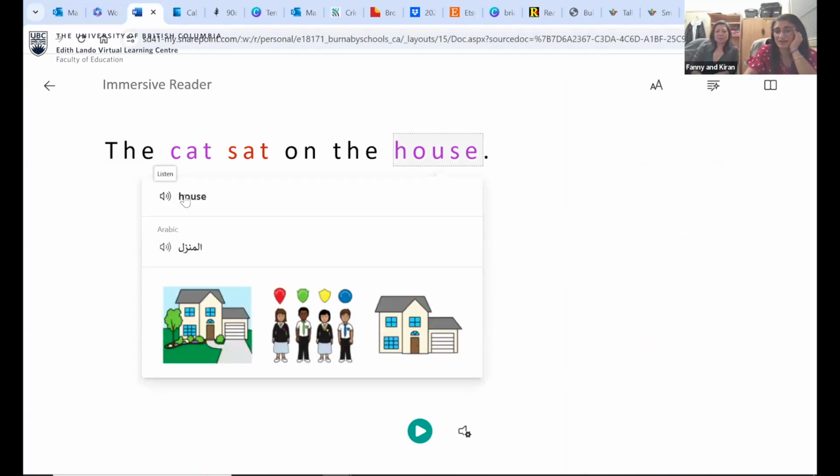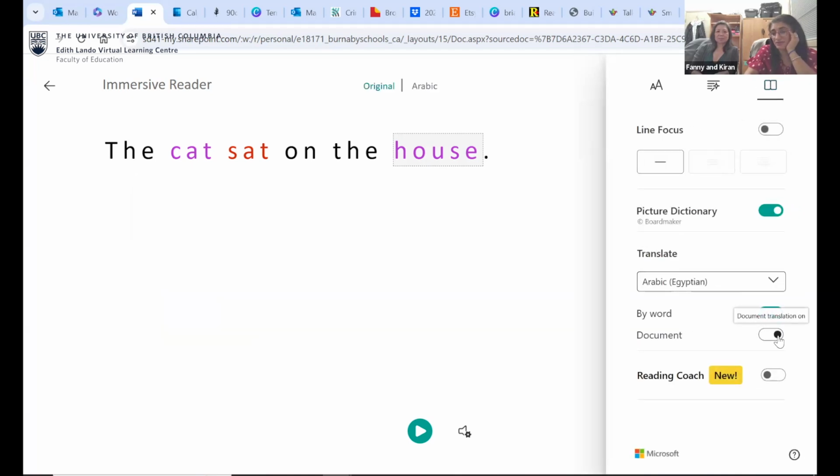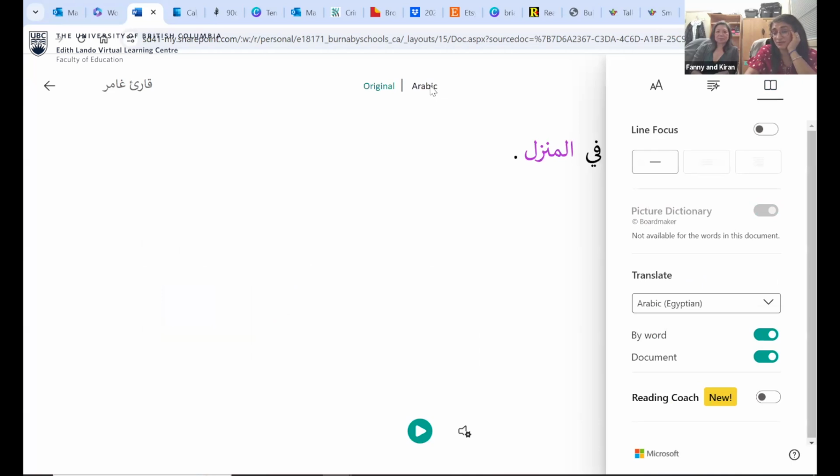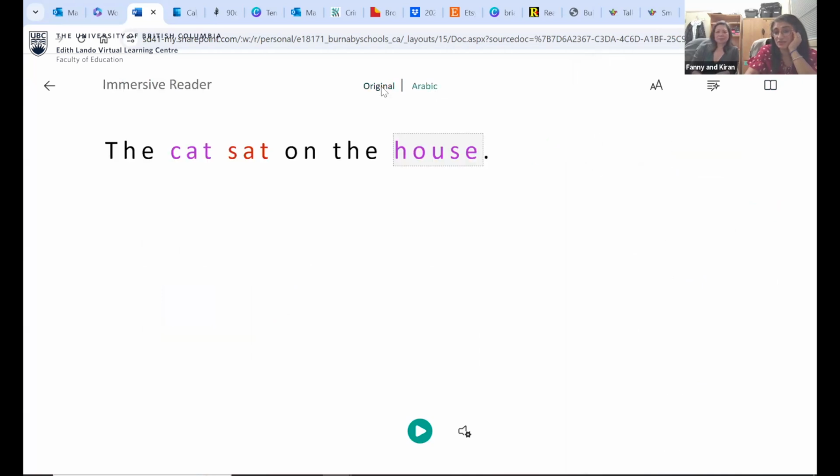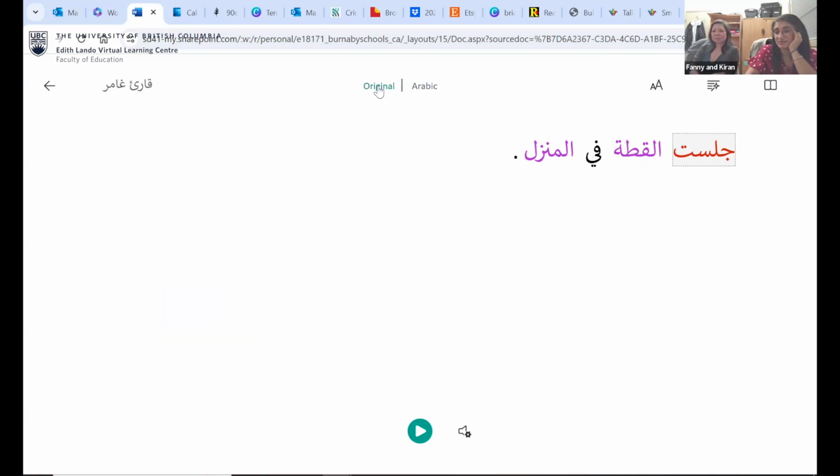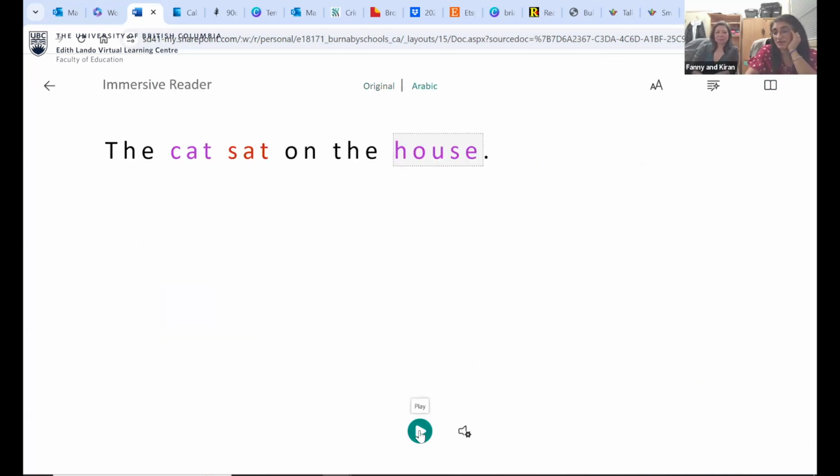So I can see here, I have the word in English, I have the word in Egyptian Arabic, and then I have photos to help the student understand. I might also want to translate the whole document. So in this way at the top, I can toggle between the original in English and the translated document. Depending on the language as well, if you click play, it can also read the text for you. And they are continuing to add more and more languages available to this. In terms of translation, like anything, it's not going to be perfect, but it's becoming increasingly more accurate. Hopefully that helps.